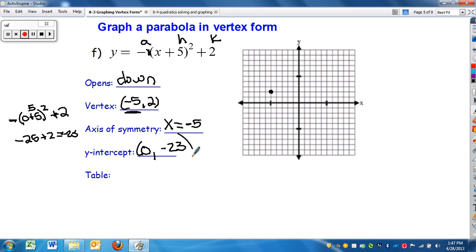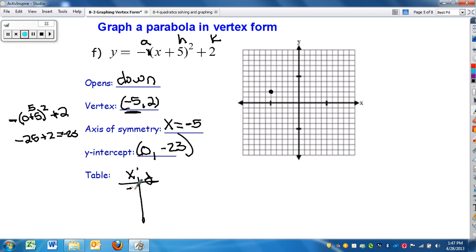I'm probably not going to graph this as included in my 5 points that I need. Again, you only need 5. We don't have to do 7 anymore. Just because it's way off, and I could probably find some points a little closer to my vertex right here, which is what I'm going to do.